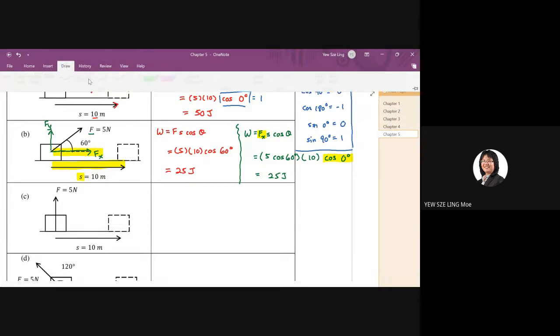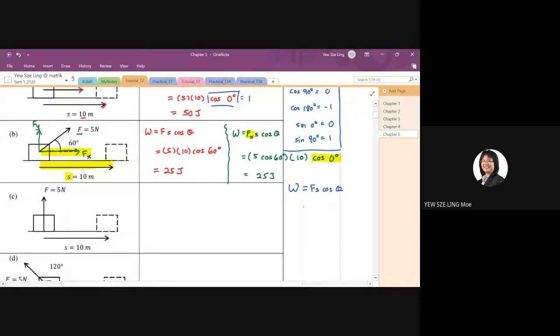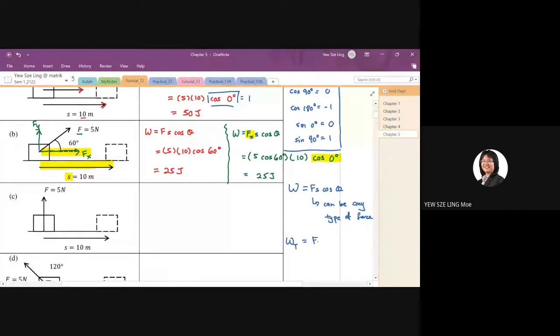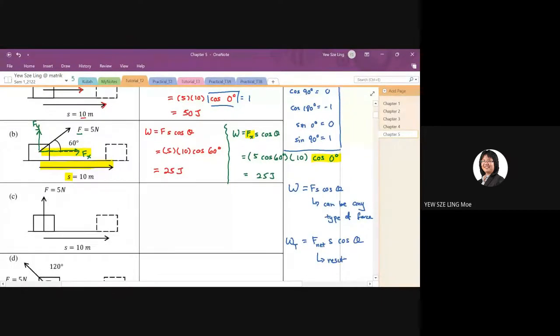Okay, so if you recall the things that we learned in lecture, W equals Fs cos theta. This can be used for any force. This force can be any type of force. But if you're going to calculate W total, then F needs to be F net, which is your resultant force. So Fs cos theta, where this F is your resultant force.